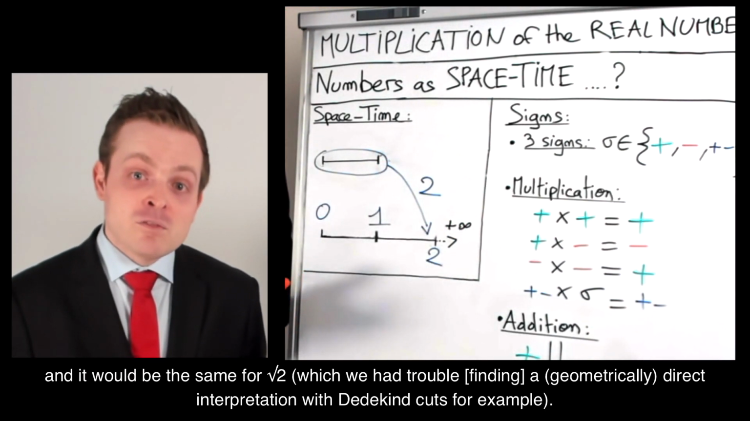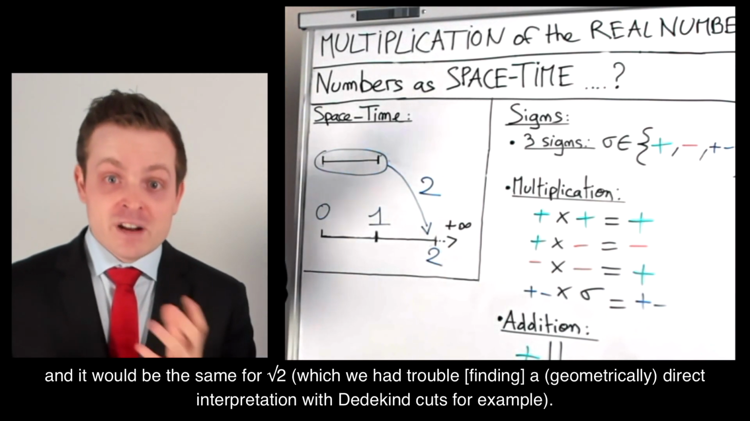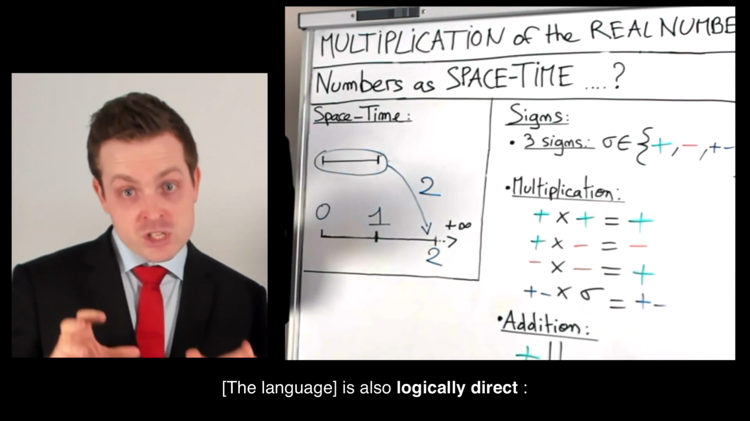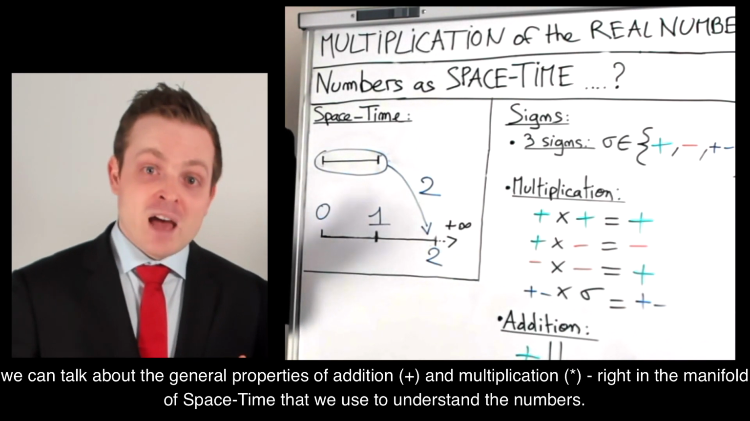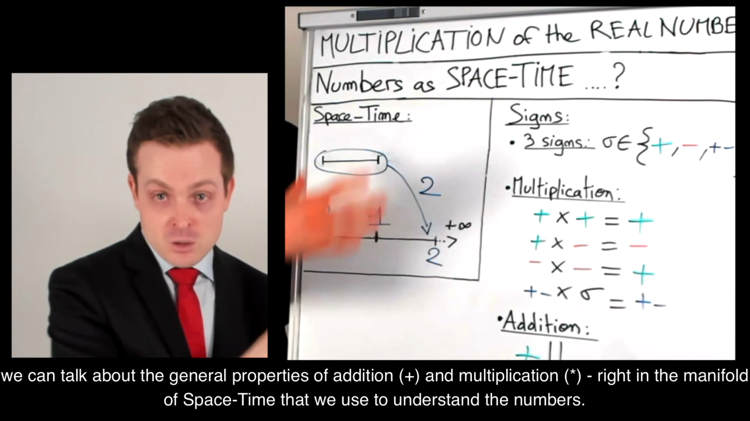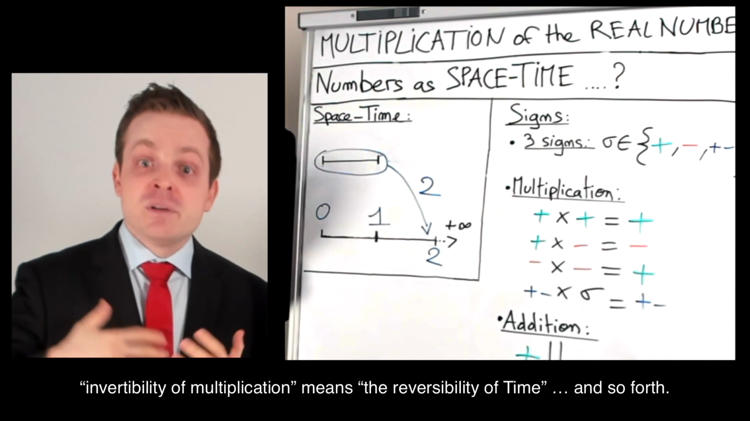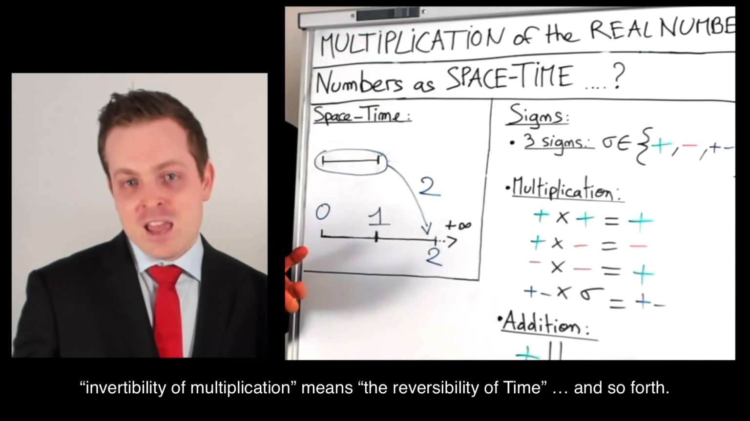It would be the same thing, for example, for the square root of 2, for which we had trouble finding a direct interpretation with the Dedekind cuts. It is also logically direct, which means that we can talk about the general properties of addition and multiplication right in the manifold of spacetime that we use to understand those numbers. Invertibility of multiplication means the reversibility of time, and so forth.